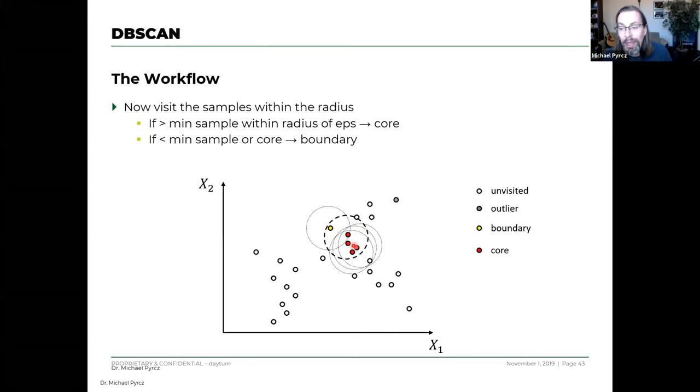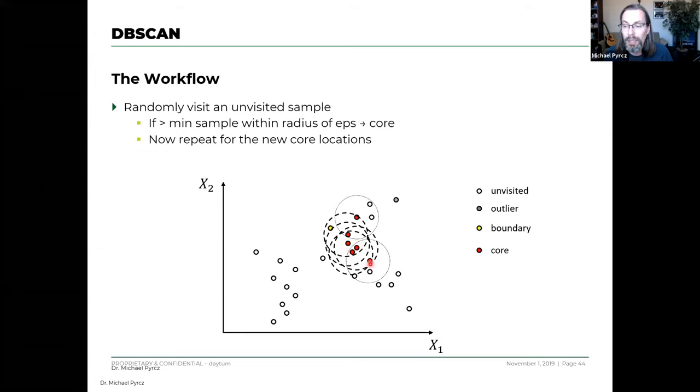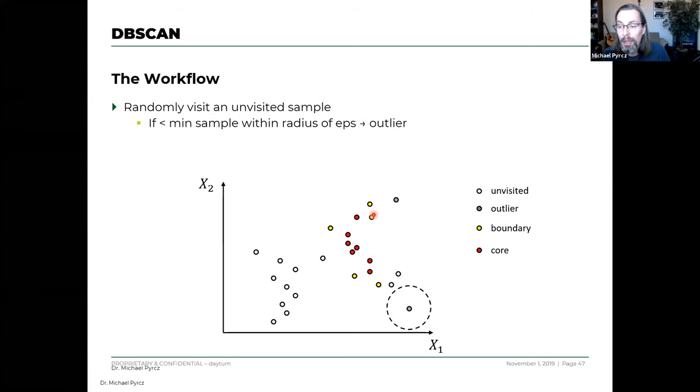Then we now have new core points. We got to repeat. This is a recursive algorithm. Now we're going to have to do recursion. We check those points. When we check all of those points, we expand to here. We then check those points and they remain as core points. And we keep growing, growing, growing until everything starts to become boundary points because we don't have enough samples around them. So now we have these core points, these boundary points, and we're stuck. What do we do now? Go to another random location, repeat.